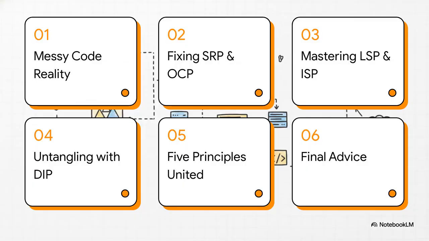Here's our game plan for today's session. We'll start with the reality of messy code. Then we'll fix it by walking through SRP and OCP, move into mastering LSP and ISP, and untangle our dependencies with DIP. Finally, we'll bring all 5 principles together, and I'll wrap up with some practical advice you can take straight back to your desk.